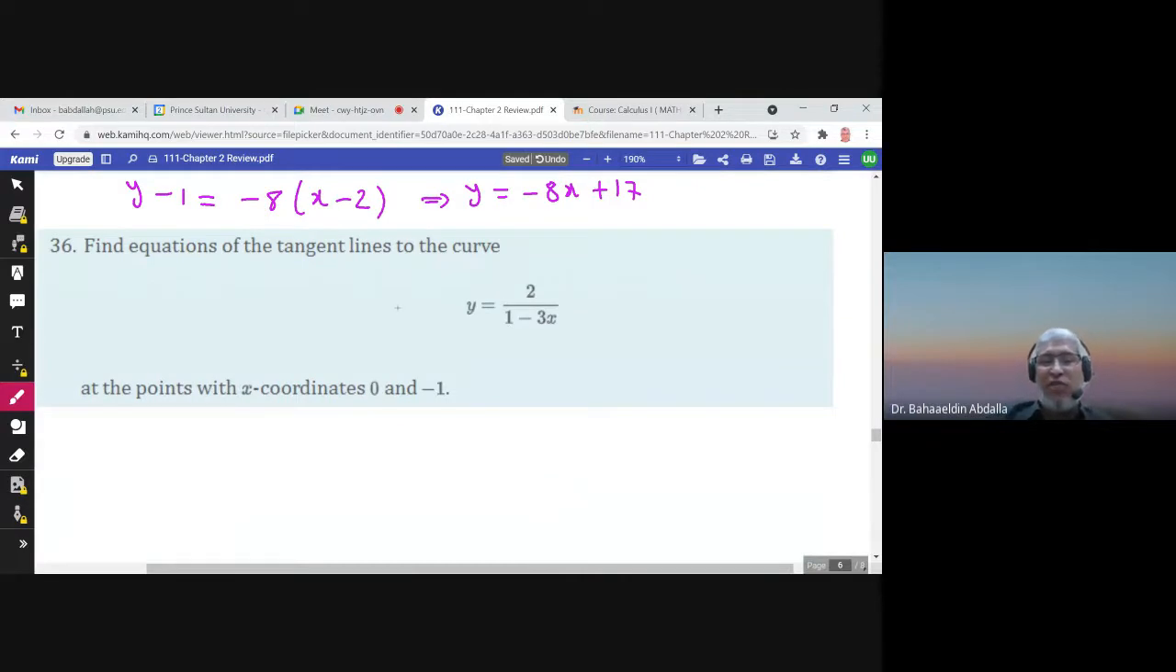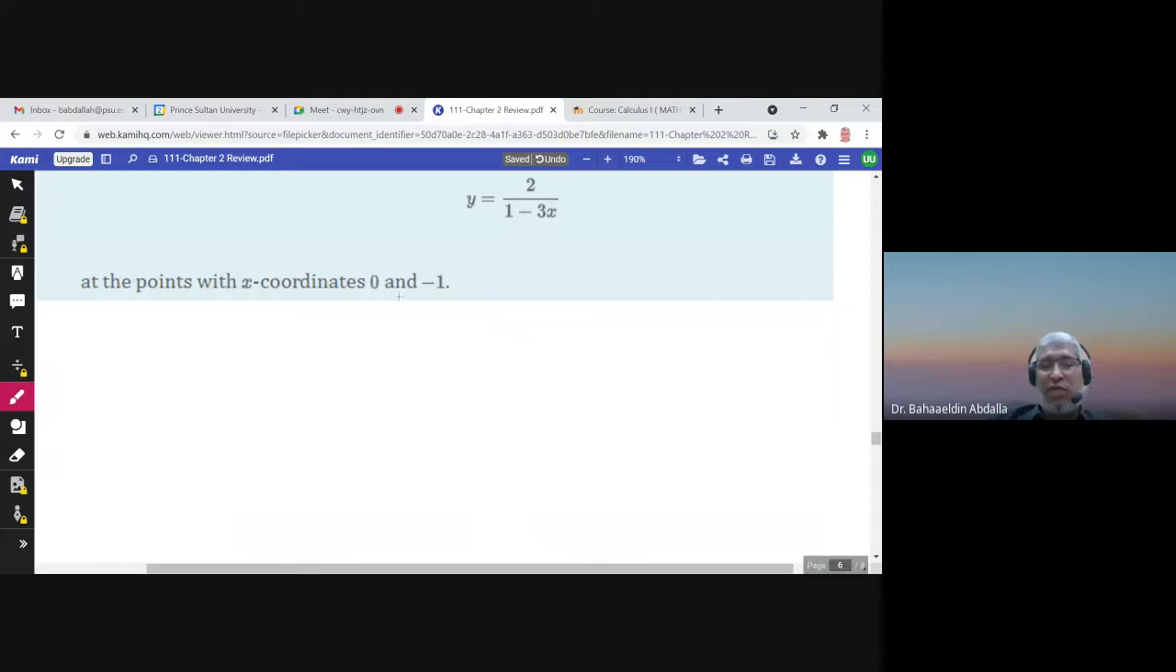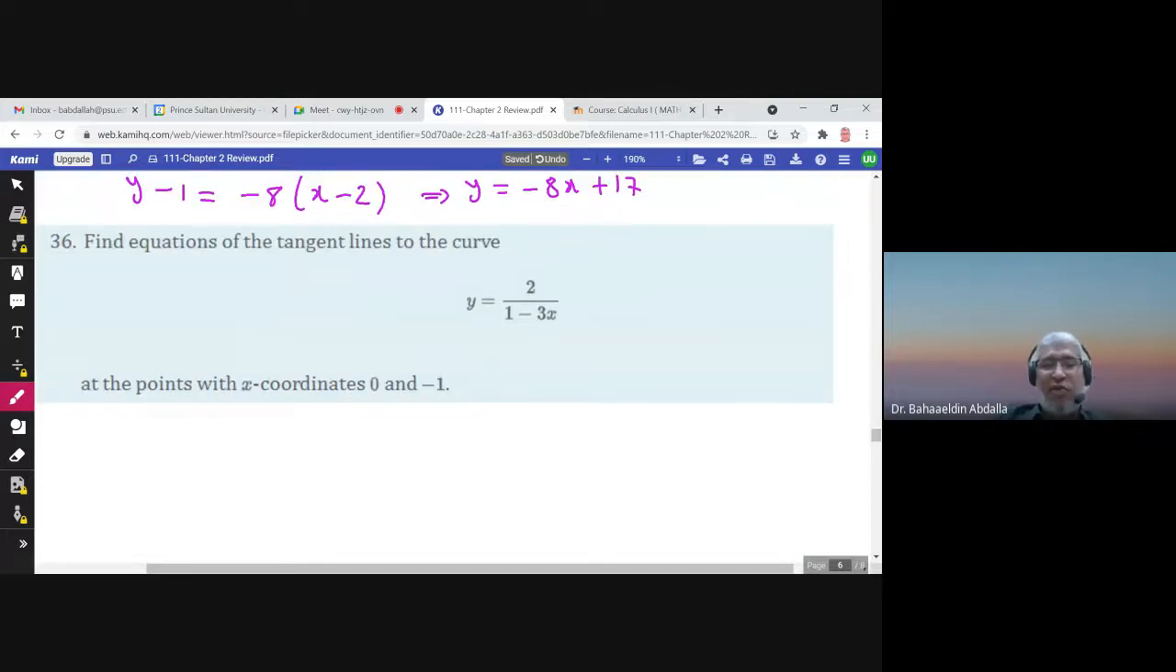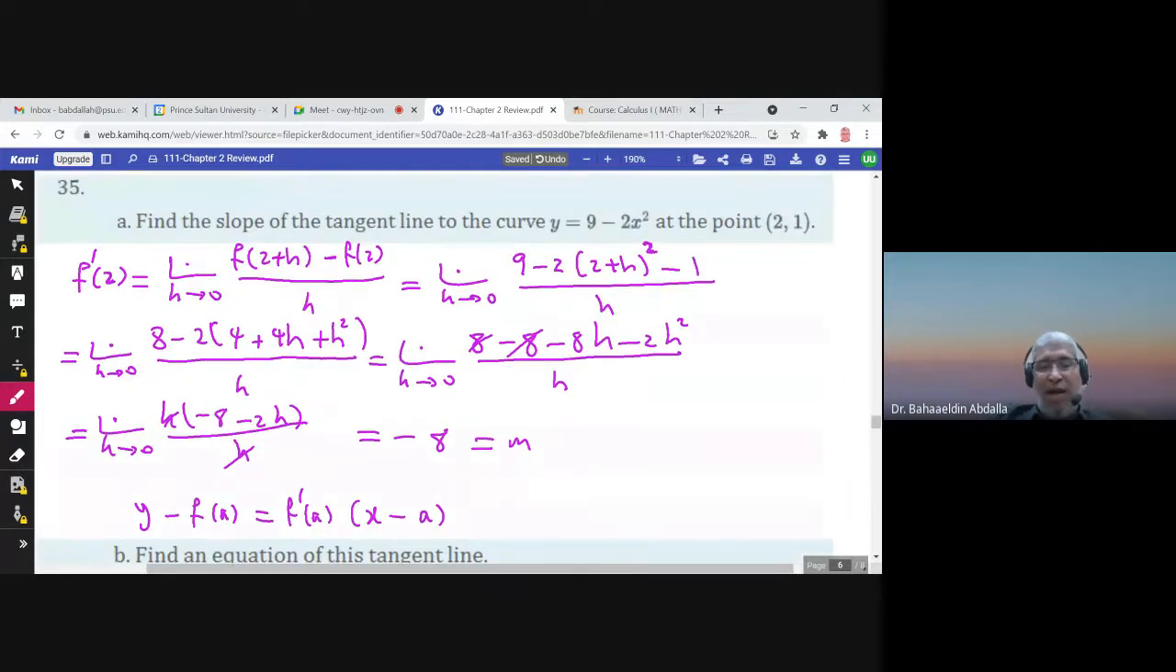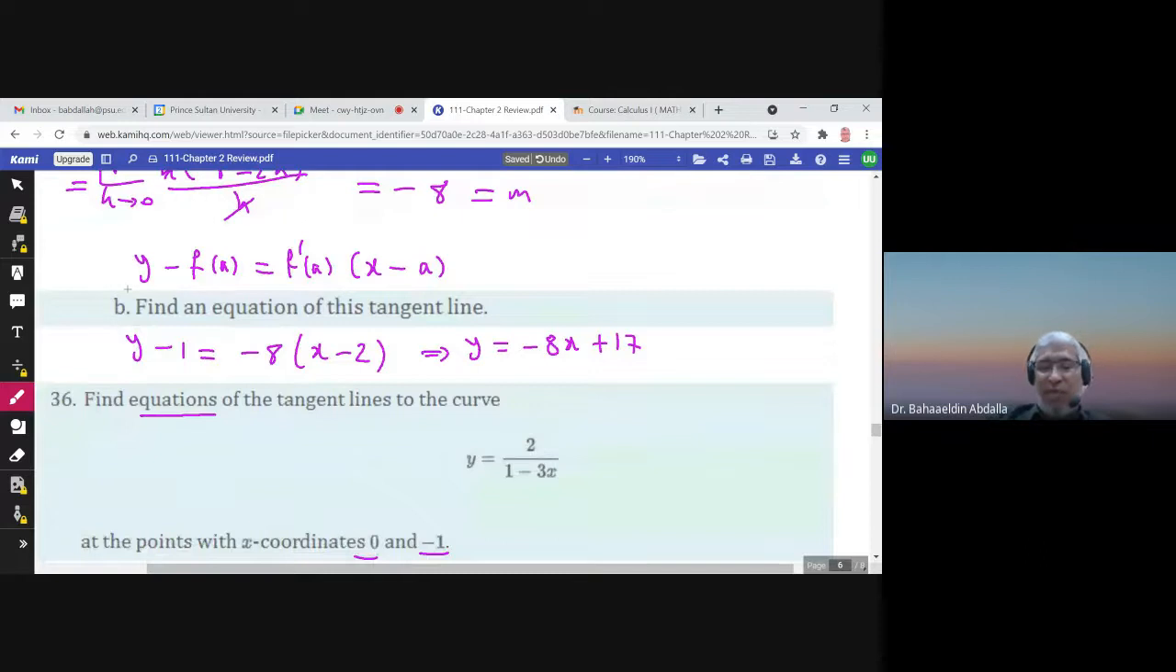Find equations of the tangent lines to this curve at the points with x coordinates 0 and negative 1. So he is asking about the two equations of the tangent lines, at a equals 0 and at a equals negative 1. So here we will find two equations, all right? And I have the possibility now to find f prime of 0 and f prime of negative 1.